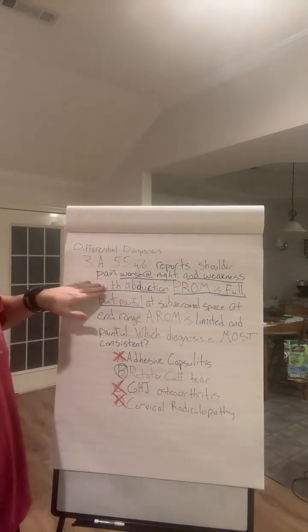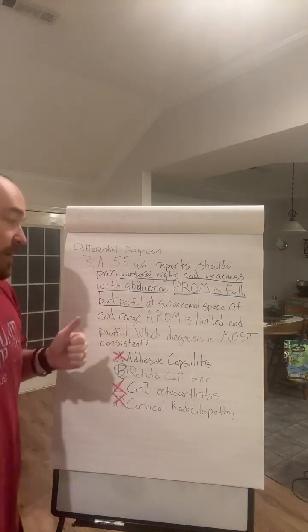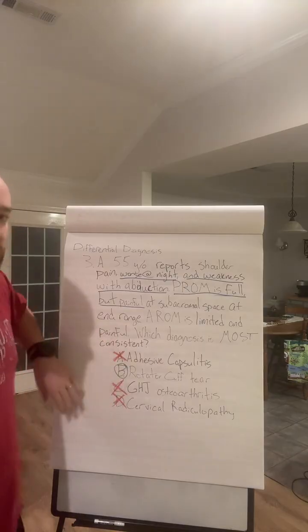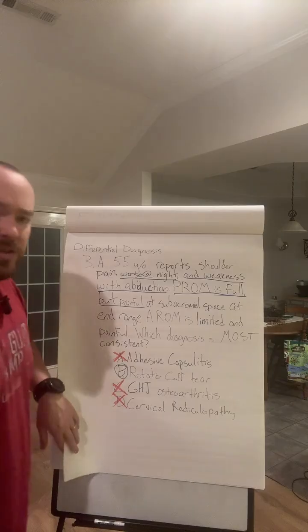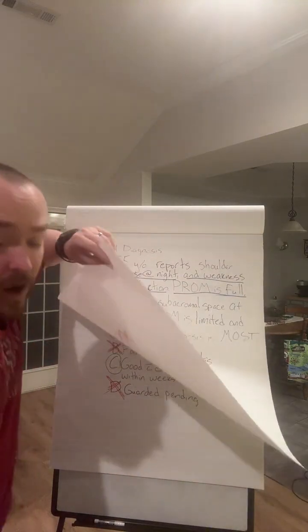This one was about a patient who has shoulder pain that's worse at night, weakness with abduction, full passive range of motion, but pain at the end range, under the subacromial space, and active range of motion. It was just asking which diagnosis is most consistent. Just a little bit of differential diagnosis. No questions.